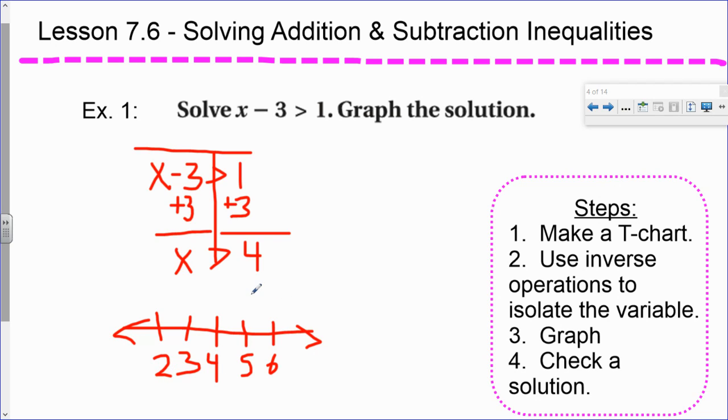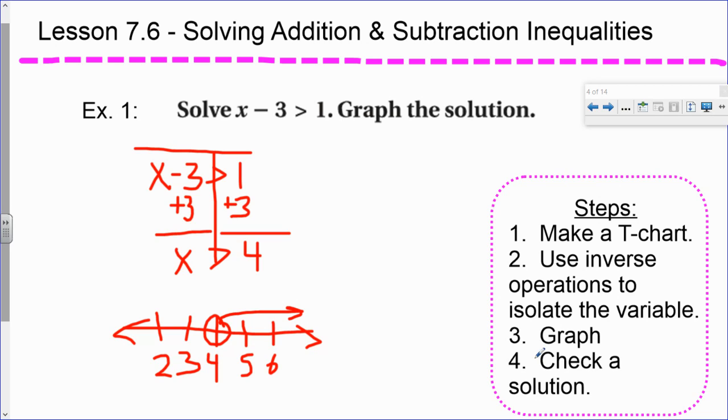When we go to graph, we have to look first at the symbol. We have a greater than symbol. So we have to decide whether it's going to be an open circle or a closed circle. This might be where your notes from last week are helpful, but a greater than symbol would be an open circle. So I'll put my open circle here at 4. Then we have to decide which way the arrow is going to go. If all my answers are going to be greater than 4, most people would say all the numbers that are greater than 4 go this way.